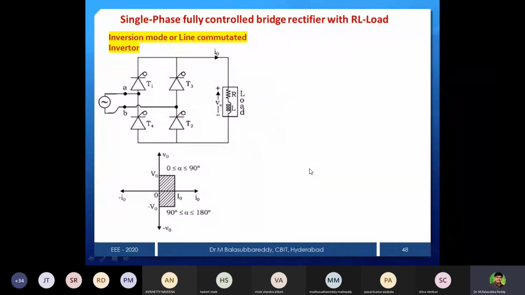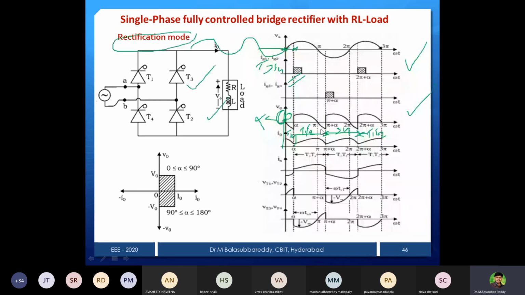And then we will go to the inversion mode of operation. Here there are two things: inversion mode of operation or line commutated inverter. Separately, sometimes they ask in part A or part B, explain the line commutated inverter alone. That means the circuit is the same, but you should not draw these waveforms. These waveforms are only for rectification mode, where alpha is less than 90 degrees. But our case is the inversion mode of operation. You must give more alpha.